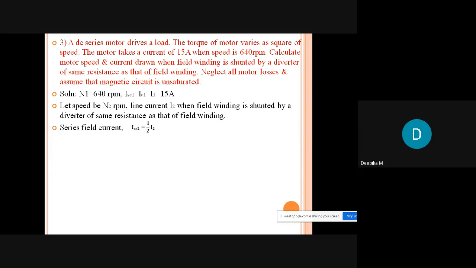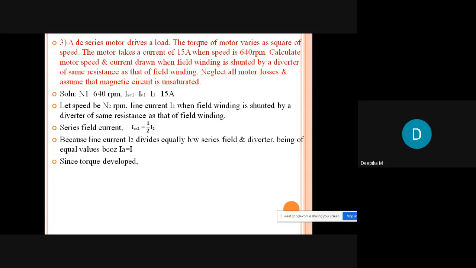So the series field current is half of I2, because if the two resistors are in parallel, equal current will be distributed among the two windings, correct? So we can write the relationship as Isc2 equals half of I2. Because the line current I2 divides equally between the series field and the diverter, both being in parallel and of the same resistance. Being equal values, Ia is equal to I.